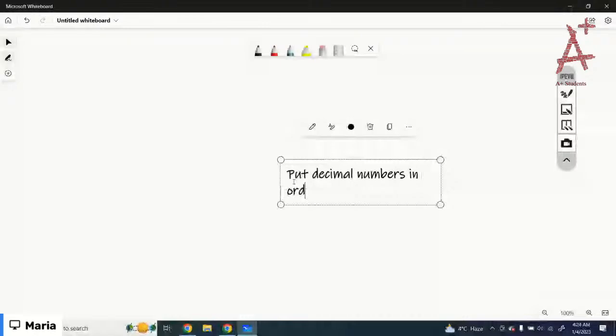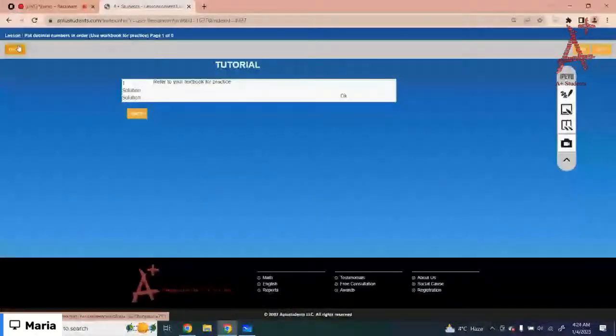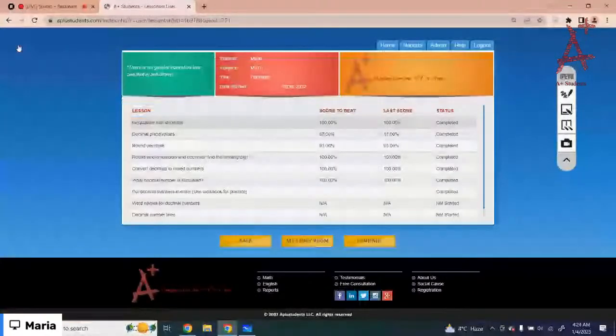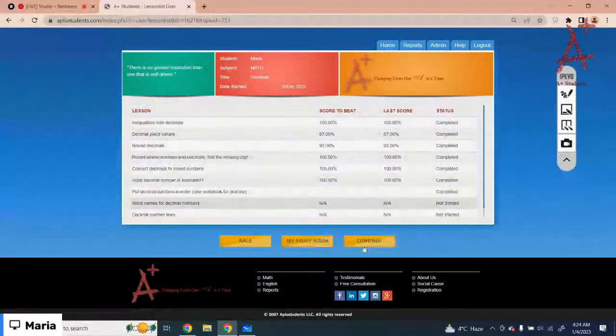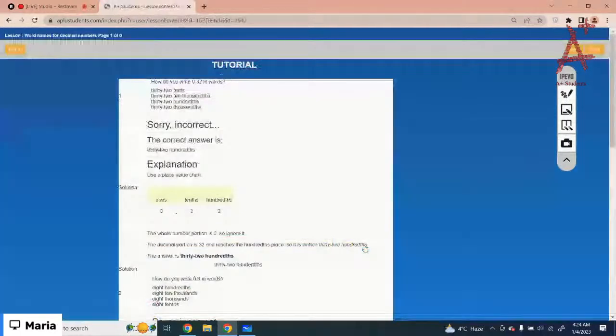Okay, you do notebook practice questions for this lesson. Got it? Okay, the next lesson is word names for decimal. Got it? We have to learn the word names for decimal numbers. Basically, we're going to learn if we have the decimals, how do we learn their names? Got it?